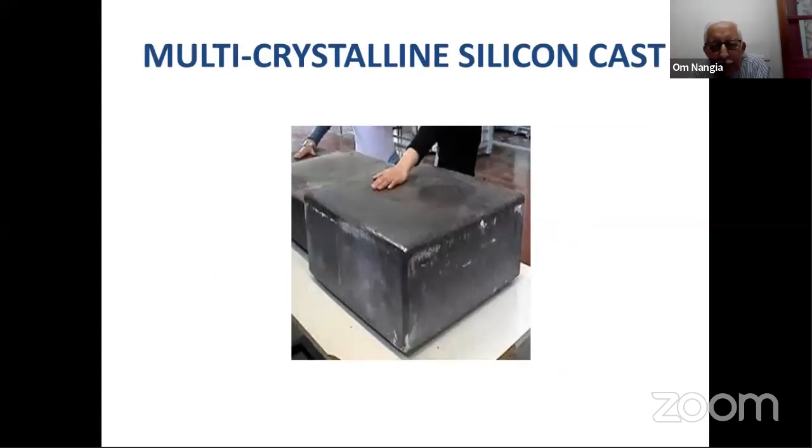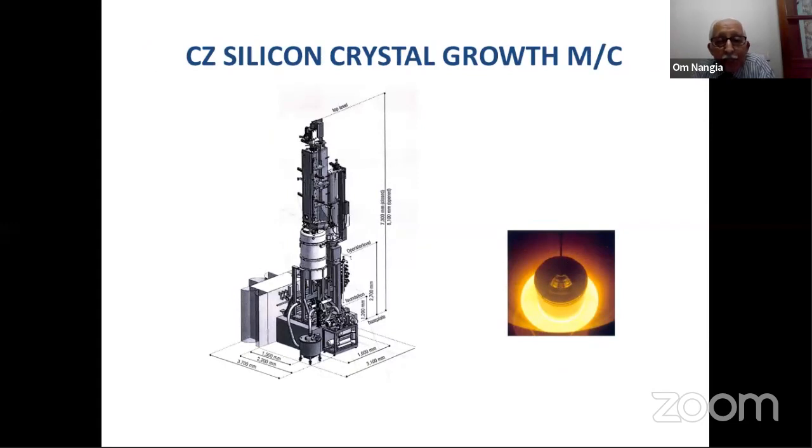This is a cast multicrystalline silicon cast, which is slightly cheaper than the silicon crystal grown in a furnace. This is the silicon CZ crystal furnace, which is used for growing crystals from the polycrystalline material I have shown you. This material is put in a crucible and melted at 1400 degrees temperature, and with the help of a silicon seed. There is a seed which I will show you.